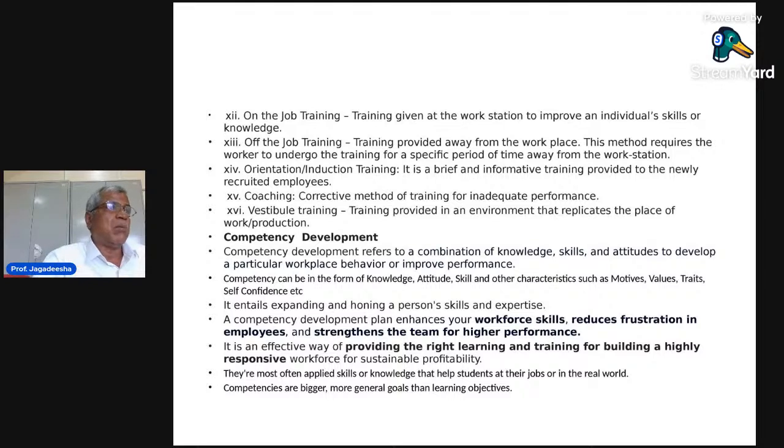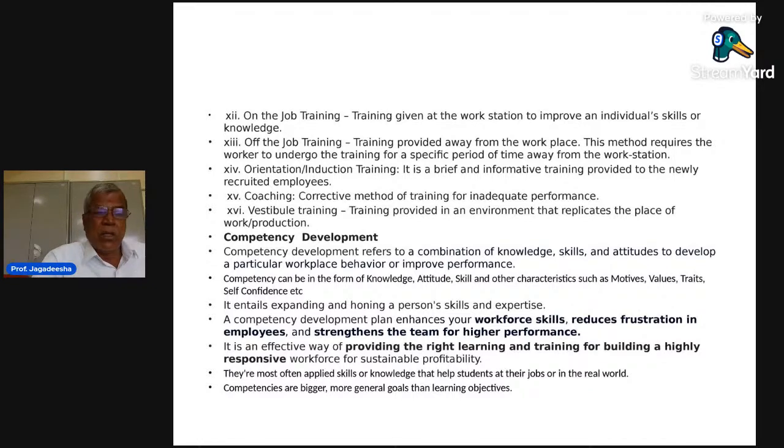There may be a program also, because it's a system of education and training and development is also part of it. If you go to Bangalore International Airport, there is a training school, what is called a Vestibule Training School, meant for pilot officers, who can be ready to take up the driving task of the different aircraft as soon as the training period is over successfully.